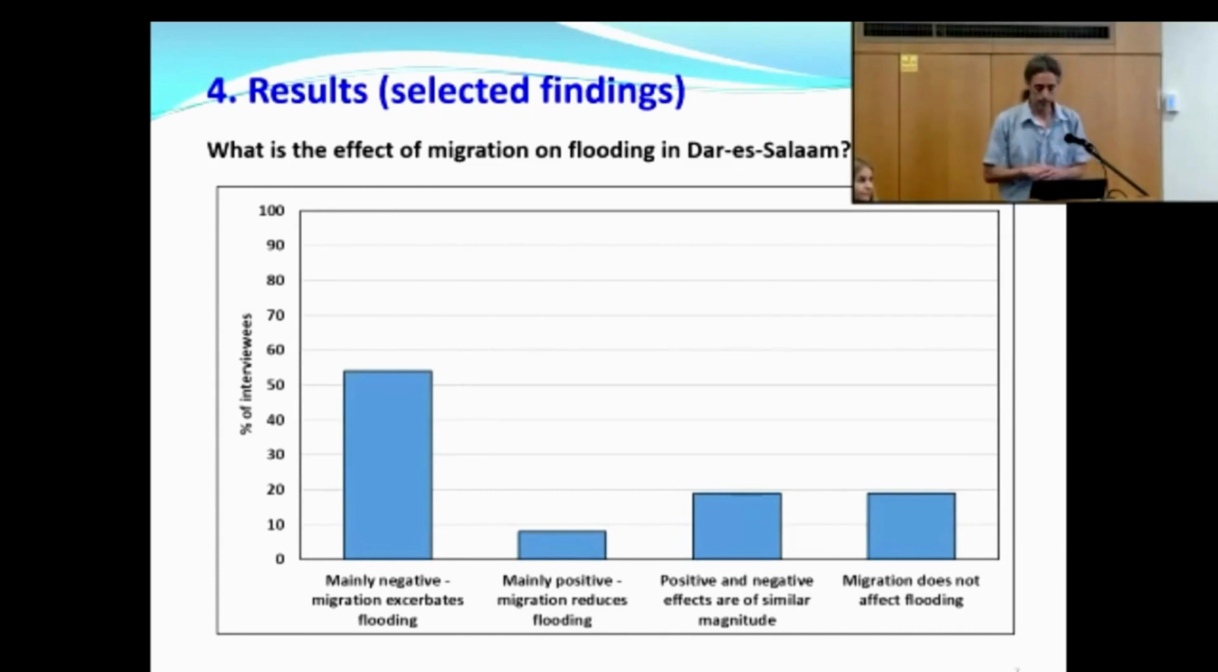They see things slightly differently, and you can see that some of them see a positive effect, some see positive effects and negative effects of a similar magnitude, and some actually said that migration does not affect flooding. But they didn't really mean that. When we asked them to explain their answers, what they meant is there are more structural factors that affect flooding. So bad planning, bad infrastructure. It's not that migration doesn't affect flooding, but it's contingent on other factors.